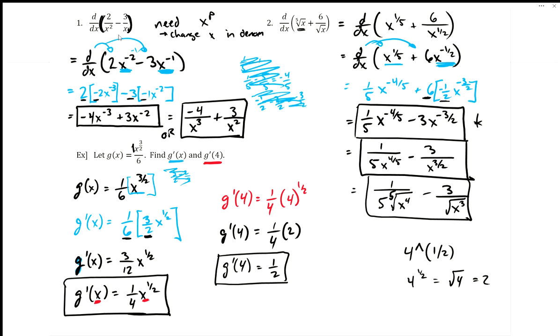Okay, so now let's put a little wording on this one. So it's saying the slope of g of x at x equals 4 is 1/2. Okay, so the m tan is 1/2 there at x equals 4. Okay, so that's what that one means.